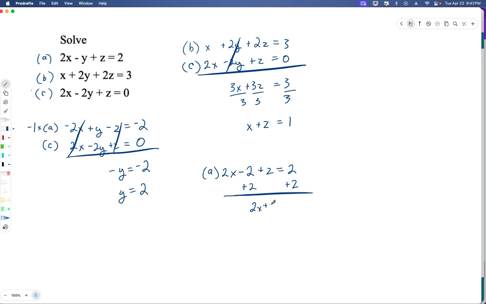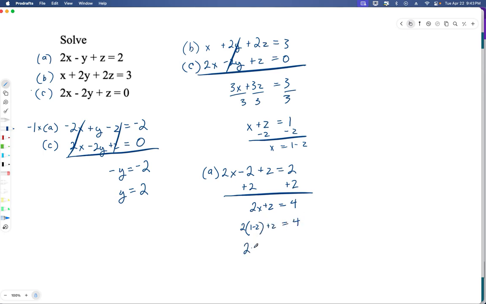2x plus z is equal to 4. So I think I'm going to make a substitution value for x by subtracting z from both sides. So it gives me x is equal to 1 minus z. So I'm going to put that into x. 2 times 1 minus z plus z is equal to 4.